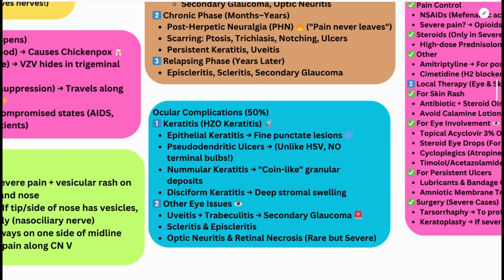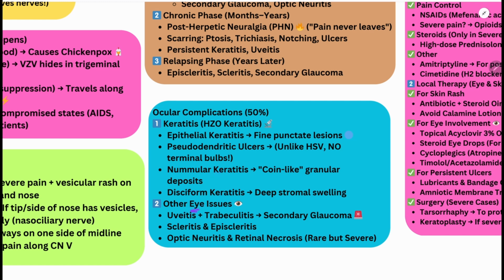Next one is ocular complications. Ocular complications may be keratitis, in which you will see epithelial keratitis, pseudodendritic ulcers, where the ulcer will have a dendroid-like structure, and nummular keratitis, which is like coin-like granular depositions, etc.